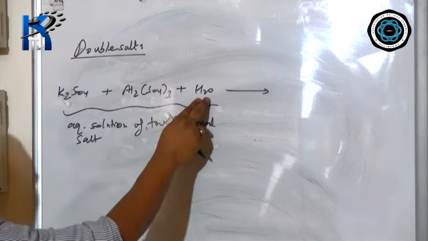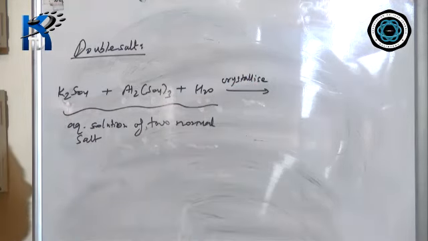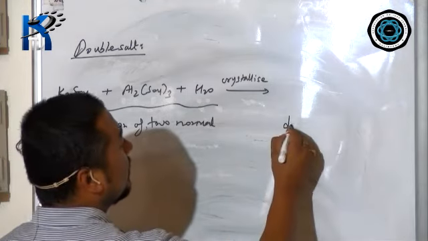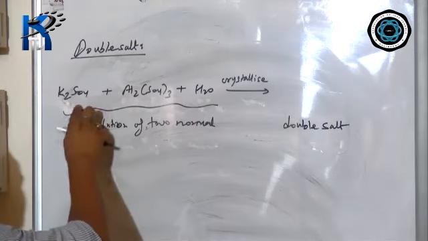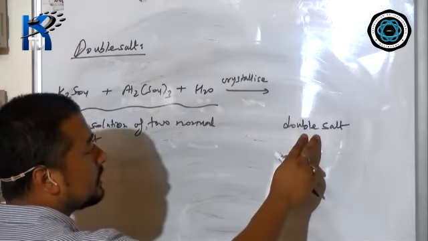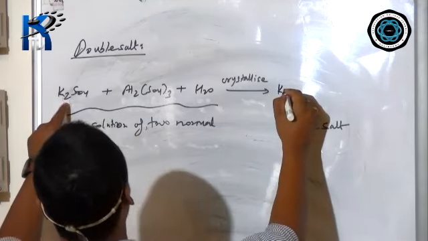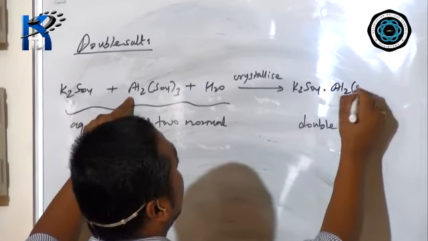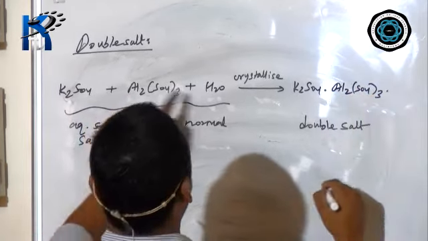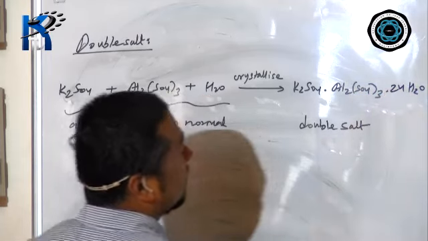So when an aqueous solution of 2 normal salts is allowed to crystallize, a single salt is formed known as double salt. Okay, and the formula of that double salt will be, join all of them, K2SO4 dot Al2(SO4)3 dot, and this is your H2O, and here will be 24 water of crystallization.